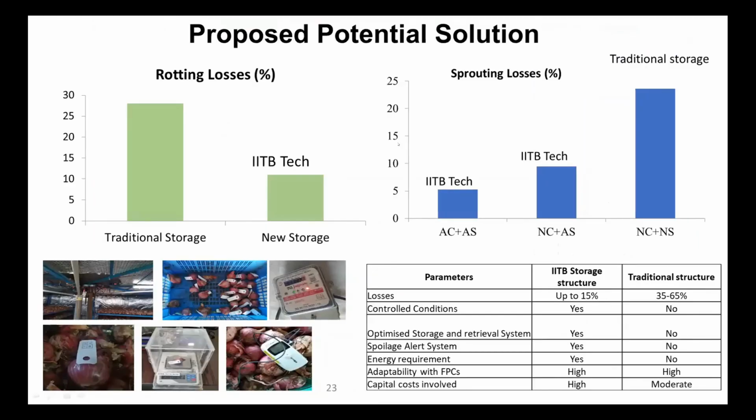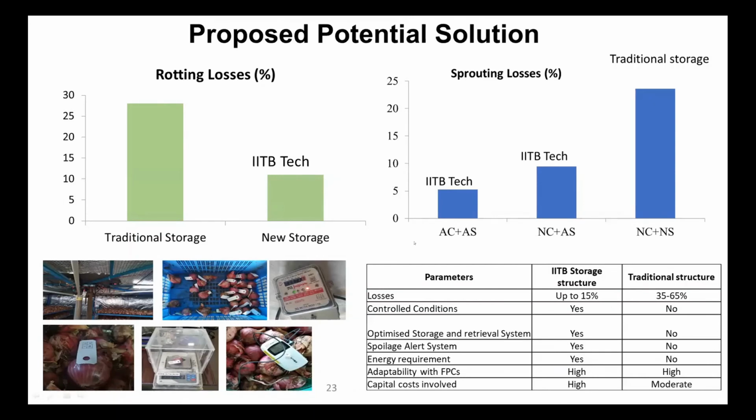This is about the sprouting side. About rotting losses, we did this study for, I think this was the third year when we were running this. So we are able to save about 15 to 20% of onion compared to the traditional structure. That's again very, very significant.